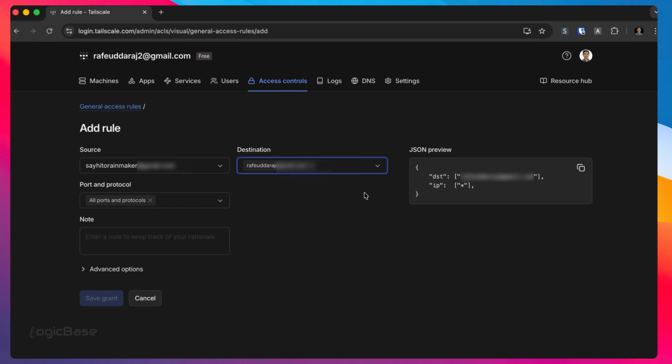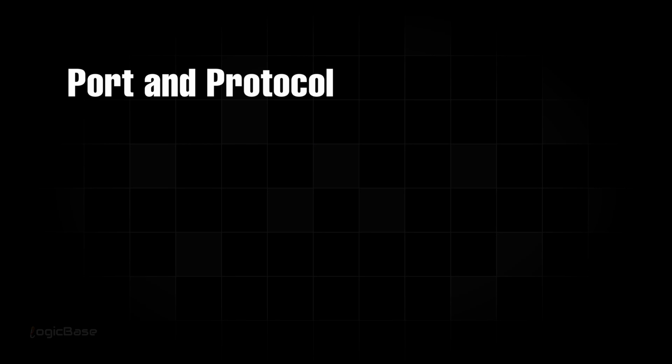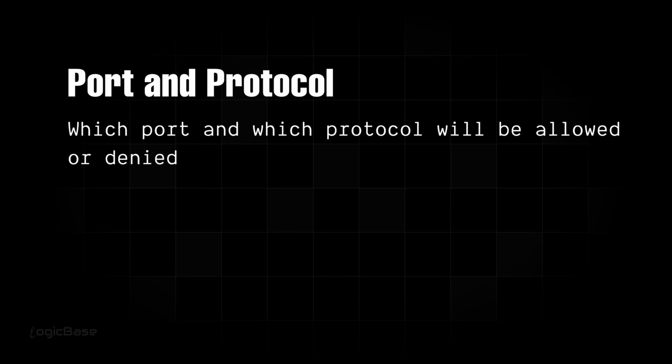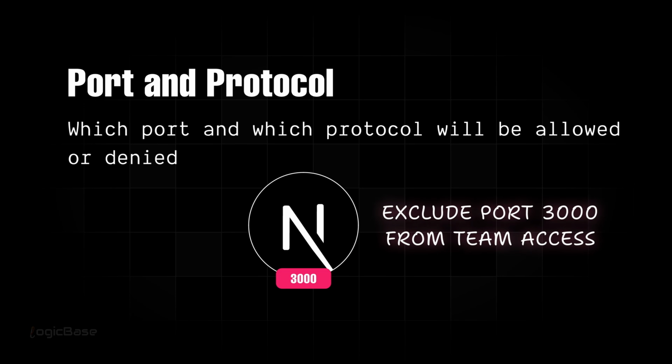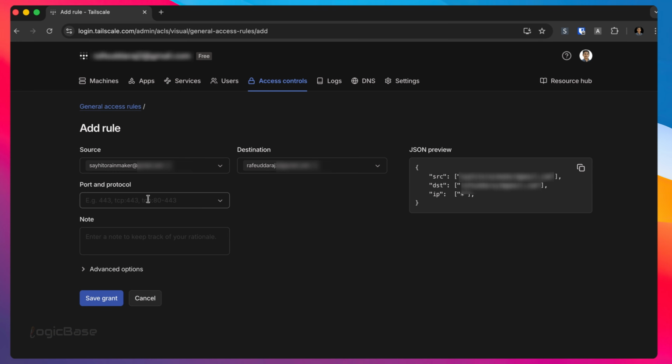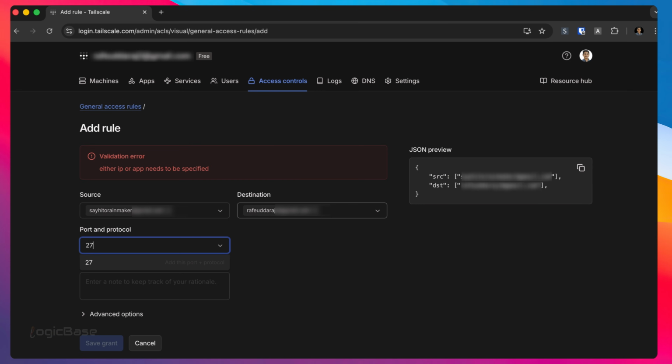Next, the most important part, protocol and port. Here, we specify exactly which port and which protocol will be allowed or denied. In our case, the Next.js app runs on port 3000 and we don't want to give our teammate access to Next.js. We only want to allow MongoDB database access. So here, we explicitly put port 27017.